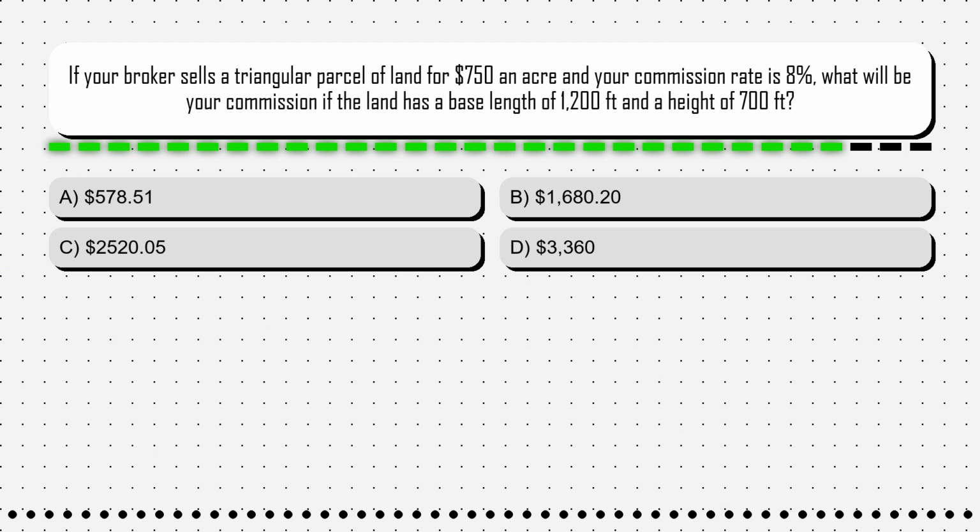If your broker sells a triangular parcel of land for $750 an acre and your commission rate is 8%, what will be your commission if the land has a base length of 1,200 feet and a height of 700 feet? Option A, $578.51. Option B, $1,680.20. Option C, $2,520.05. Option D, $3,360.